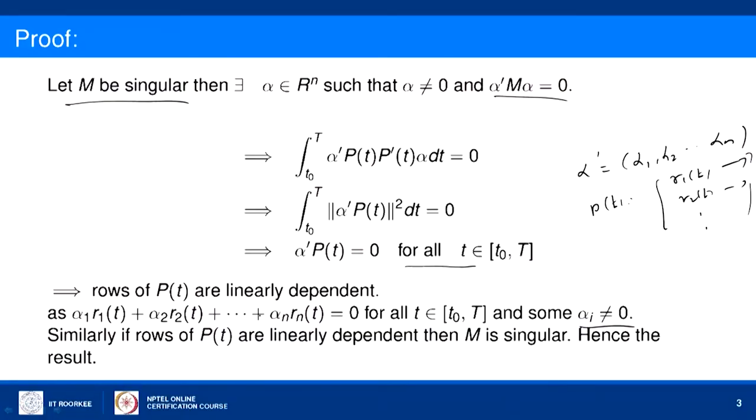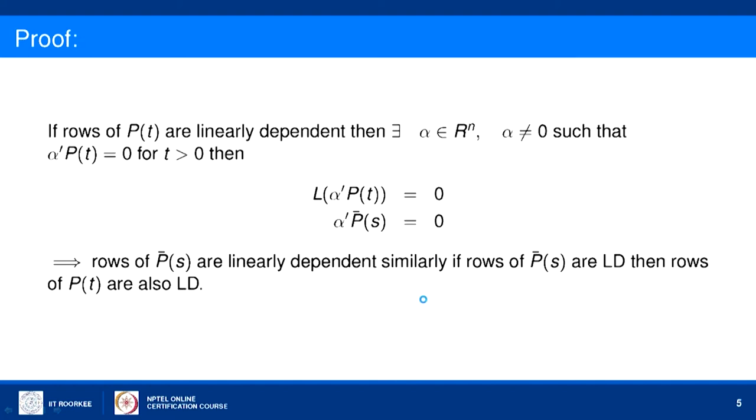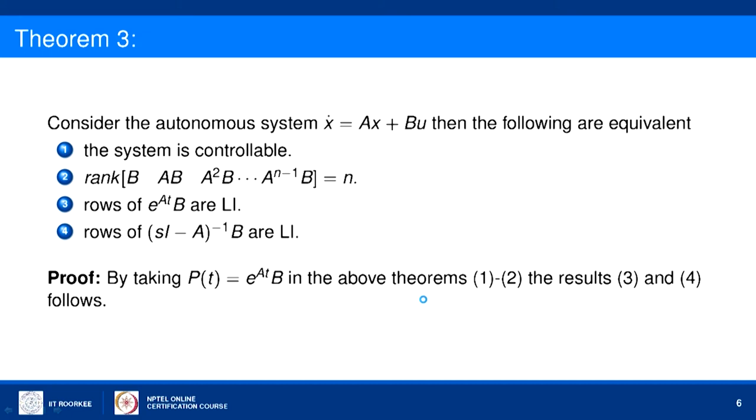Similarly, we can go back in the reverse order. If the rows of P(t) are linearly dependent, then we conclude that alpha' M alpha equals 0, which implies that M itself is singular. So it proves the theorem: if M is non-singular, then the rows of P(t) are linearly independent, and vice versa. So this result follows. Now we use that result for the controllability problem.